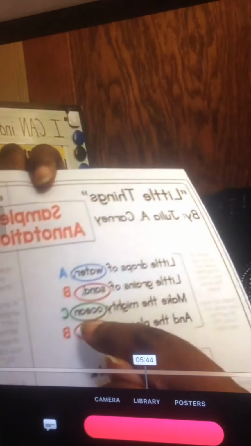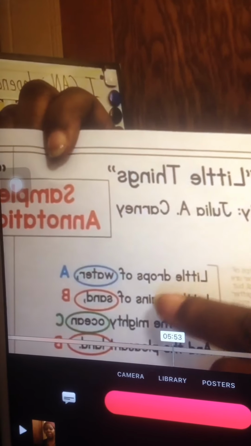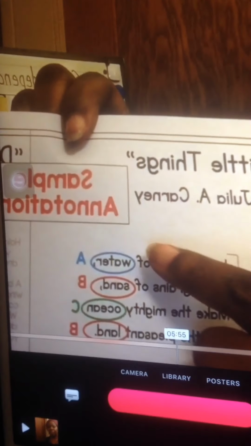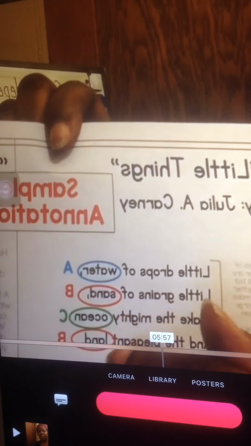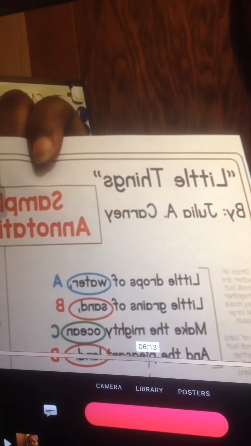My next word is ocean. None of these words rhyme with ocean. That means that is going to be a C. So my rhyme scheme for this particular poem is A, B, C, B. I don't see any more A's. I see another word that rhymes with sand, so sand and land both get the letter B. There's no word that rhymes with ocean, so it gets the letter C. So we've done 3 things with this.